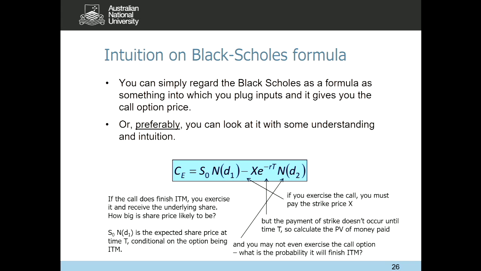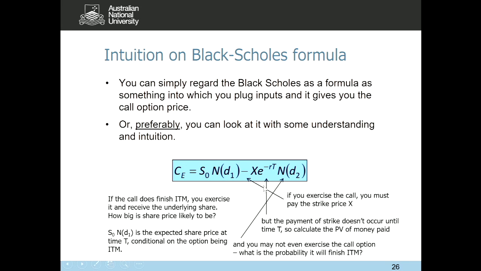Then it begs a very interesting question. How big is the share price likely to be? How likely is it that we are going to exercise this call option? Basically this S times N(d1) is the expected share price at time t conditioning on the decision to exercise this call. Let me say this again. This entire term tells you the expected share price conditioning on the call option finishing in the money and on the decision that we are going to exercise this call option.